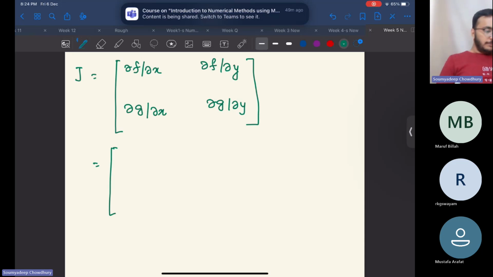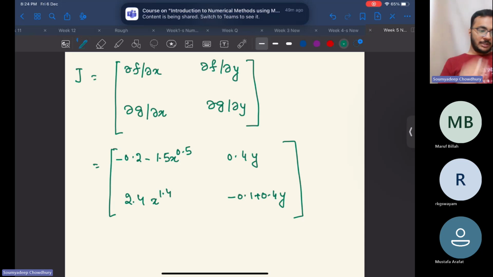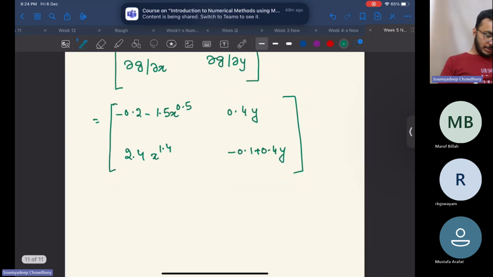What was the dou f by dou x? It is basically minus 0.2 minus 1.5 x to the power 0.5. This is 0.4 y, 2.4 x to the power 1.4, and this is minus 0.1 plus 0.4. So now you have to find out J at x of 1, y of 1, right?